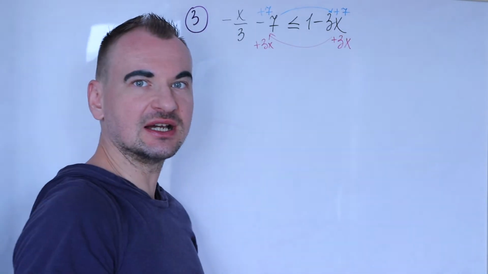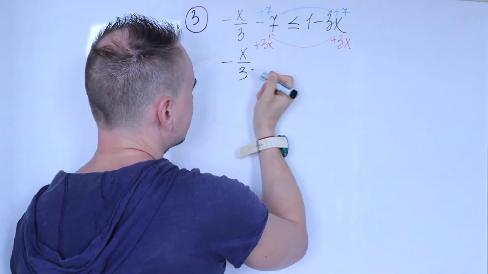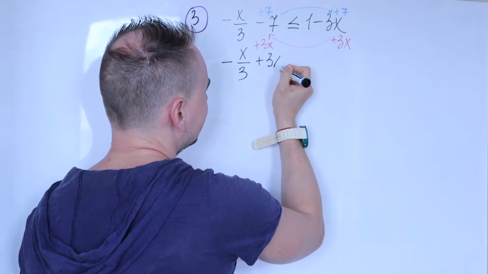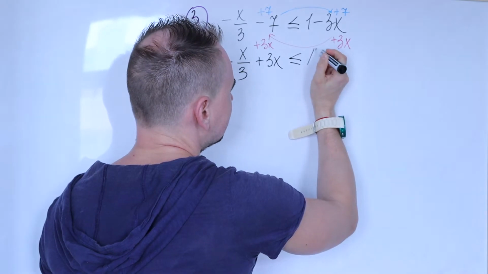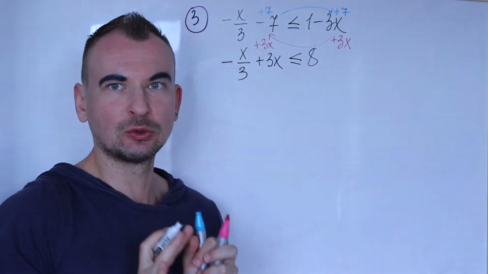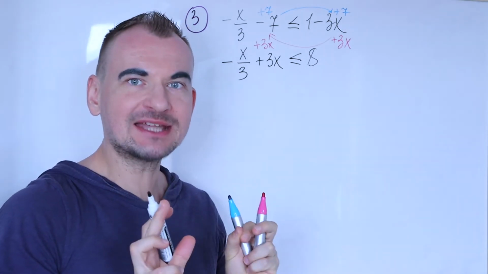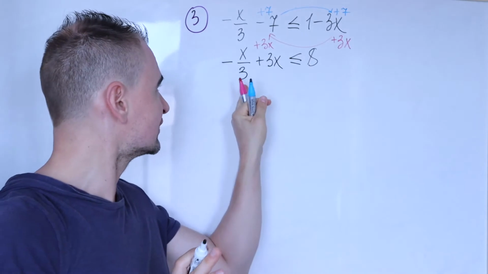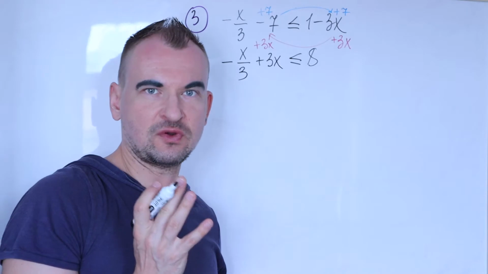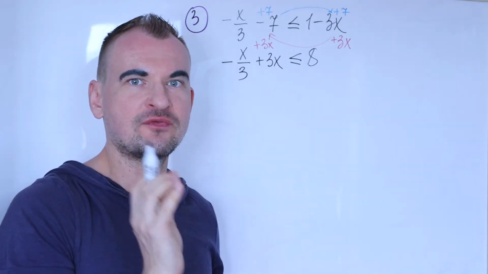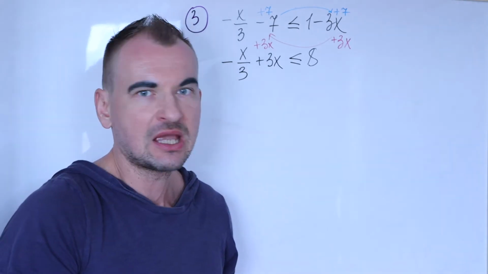In the next line, you bring down -x/3 plus 3x. You keep the sign, and 7 plus 1 gives you 8. Now it looks much better. And at this point, it's high time to clear off the fraction. Since you have -x/3, you have this -1/3 as a coefficient in front of your x. We want to get rid of this. We want to clear it off.